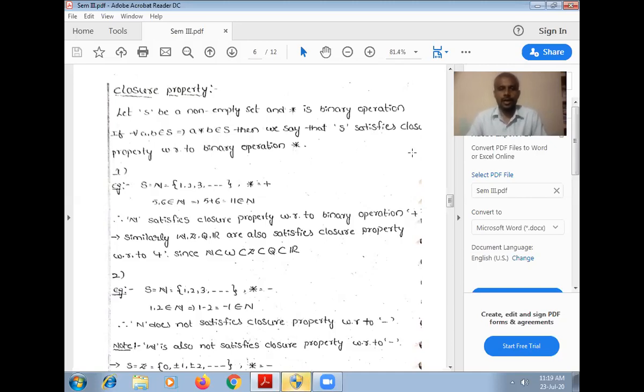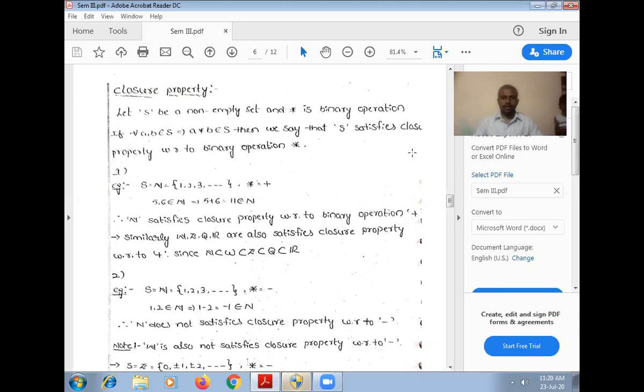For example, let's consider S equal to the natural number set. So S equal to N equal to the set of 1, 2, 3, and so on. Now take star as plus. So 5, 6 belongs to N, that implies 5 plus 6 equal to 11. So 11 is also a natural number. So that's why 11 belongs to capital N.